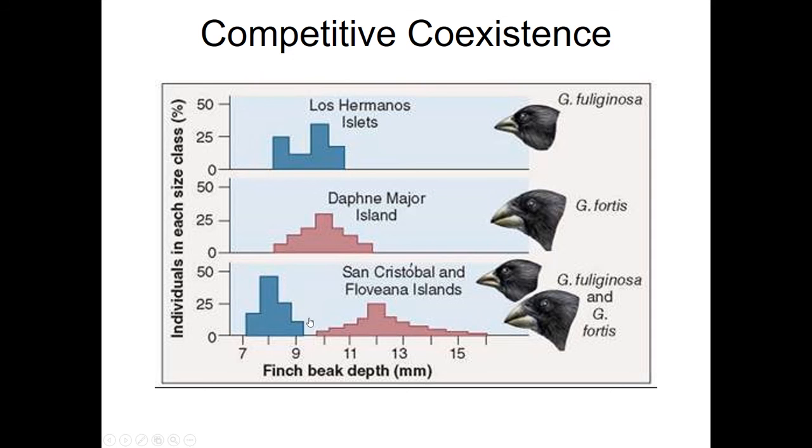And the reason this is happening is because they are partitioning up the resources, with one species evolving the smaller beak eating smaller, softer seeds, and the species evolving the larger beak eating larger, harder to crack seeds. So that's an example of character displacement. They're starting to diverge in the morphology of their beaks in order to subdivide the habitat so that they can coexist.